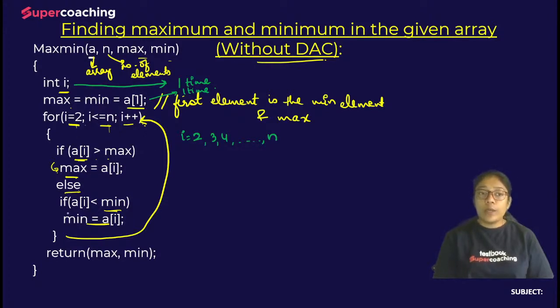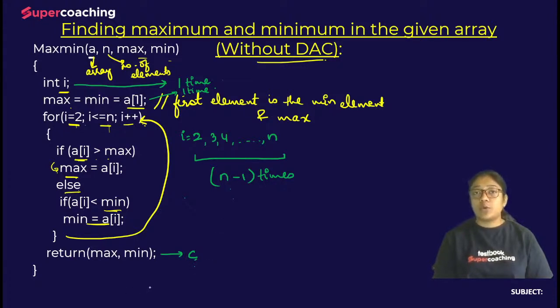So basically, how many times this loop will be executing? 2 से शुरू होकर n तक जा रहे हैं. So it is executing for n minus 1 times. और उसके बाद we are just returning the value of the variable maximum and min. This will also take constant time. First step is taking constant time, second is taking constant time, third is taking n minus 1 times, and fourth will be executed for one time. So this means that this step is taking the maximum time. So the time complexity here is order of n.